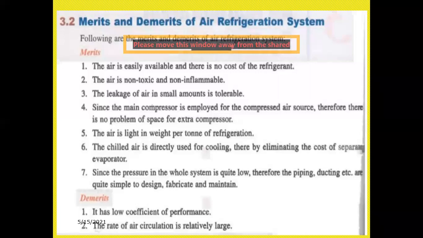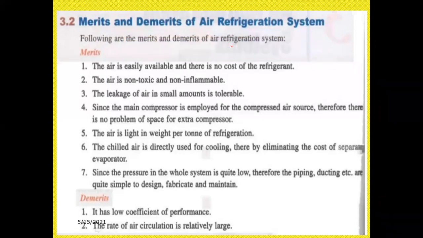Next, the third one: the leakage of air in small amounts is tolerable. Whenever you are using air conditioning, generally we go for a robust design of fixing the equipment. That's why we don't require any dangerous sort of setting for the refrigerator, so the air leakage is very small and there is no danger when there is a leakage of air, right?